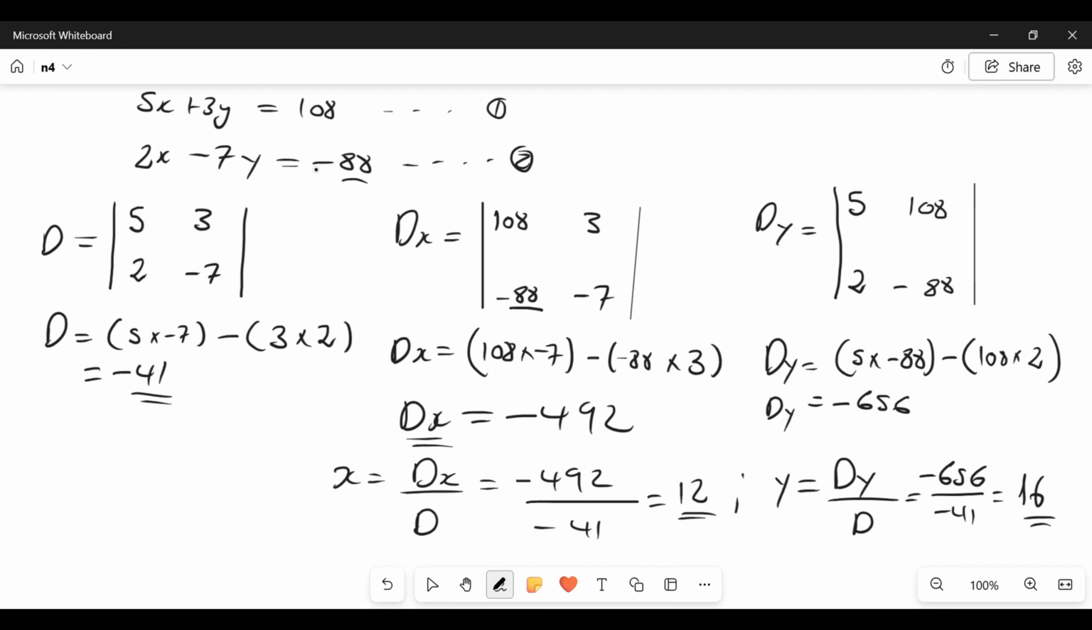So you can check these answers, whether they're correct or not, by substituting them into this equation or that equation. So I'm going to choose the first one. So we have 5x. Instead of writing x, we're going to write 12. And then we have plus 3 multiplied by y. Instead of writing y, we're going to write 16 there. So if you put this on a calculator, it should give us 108. So when I do that, I'm actually getting 108. So this proves that our x is correct as 12 and our y is correct as 16.